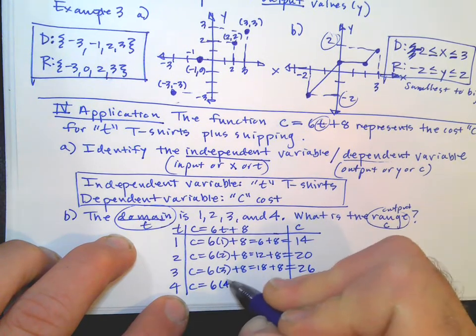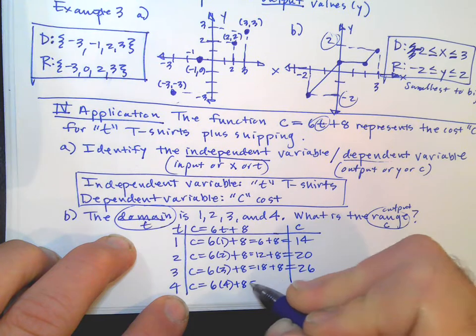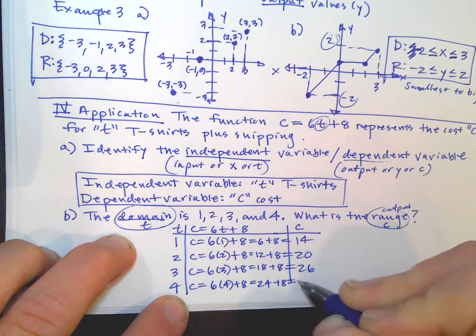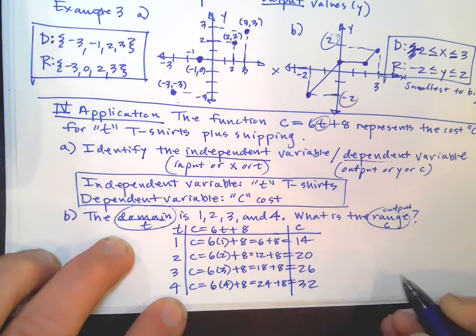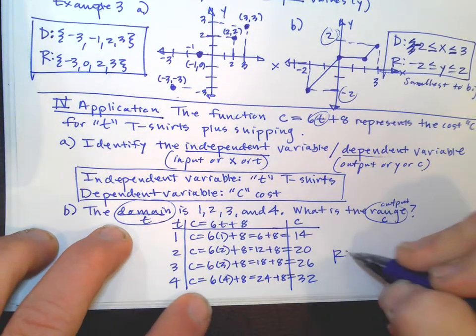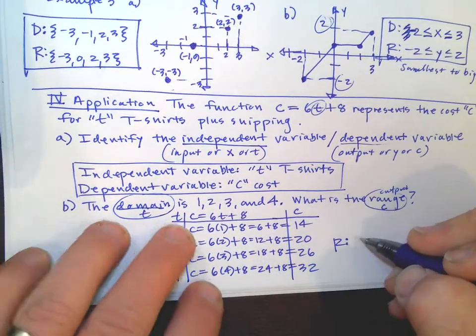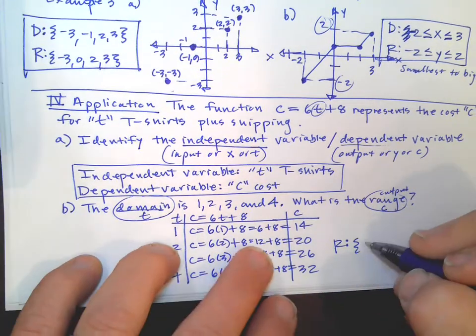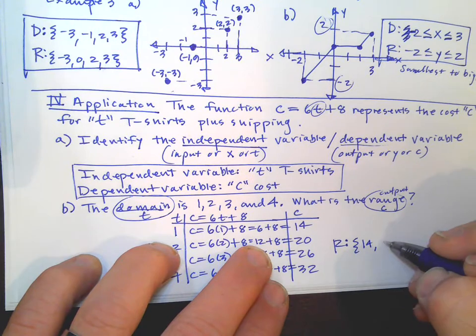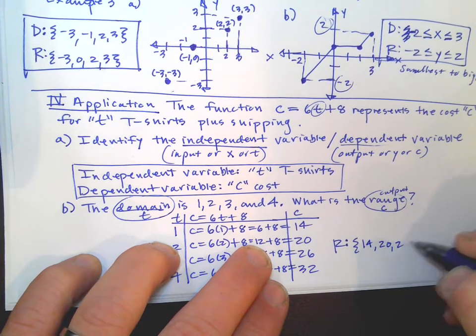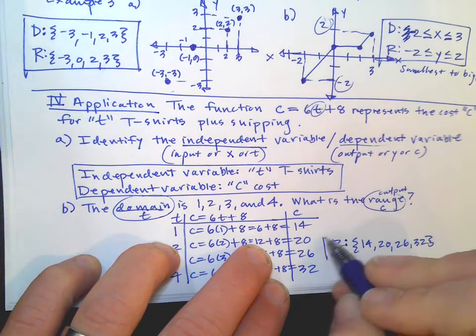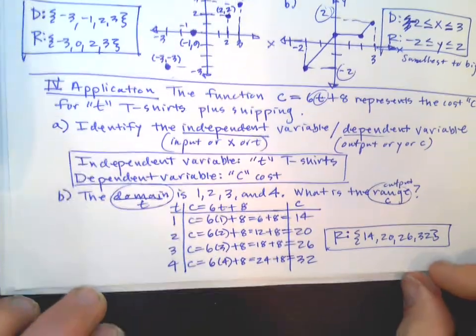6 times 4 is 24, plus 8 is 32. So your range is, now these are discrete, just individual values, so we put them in the curly braces, 14, 20, 26, and 32. That's your answer. And the table is where you can show your work.